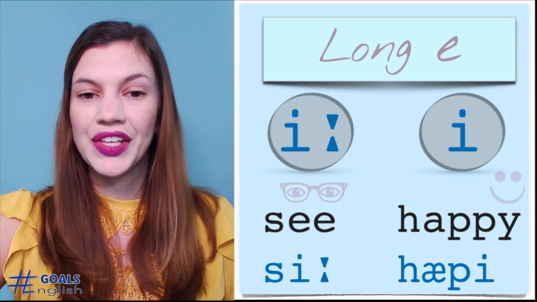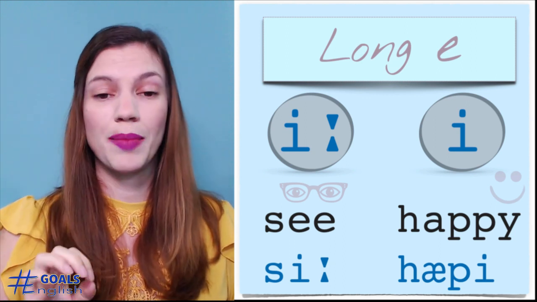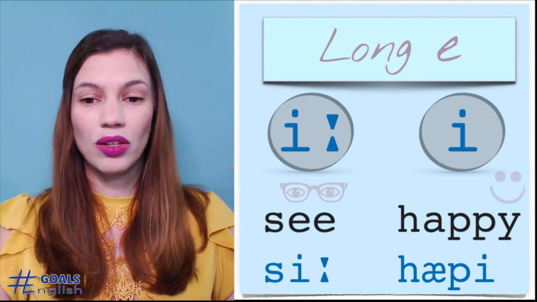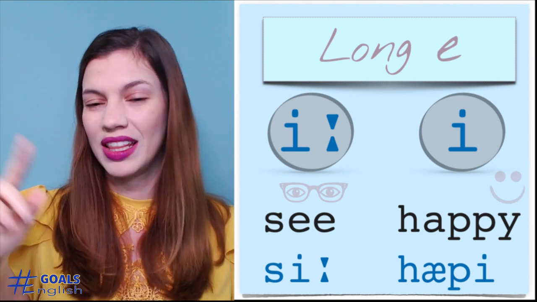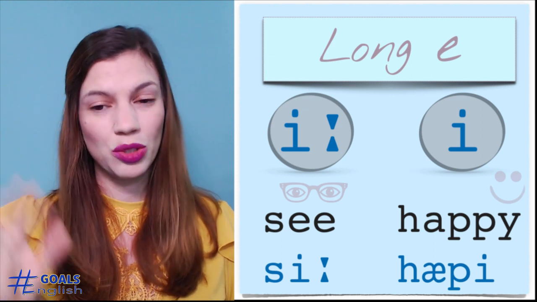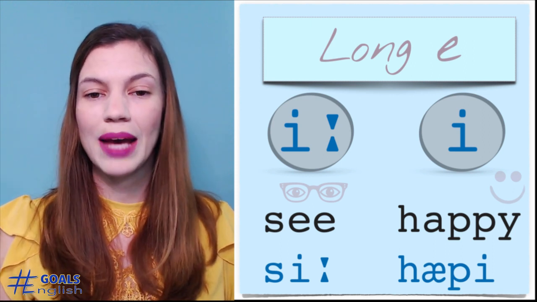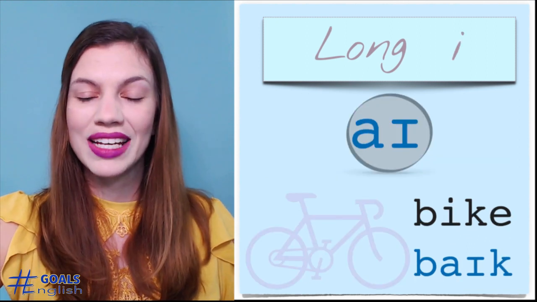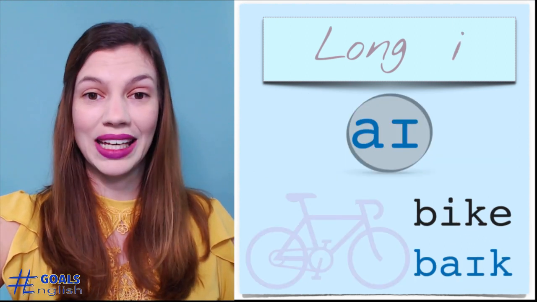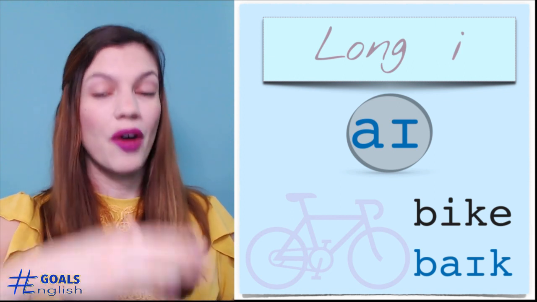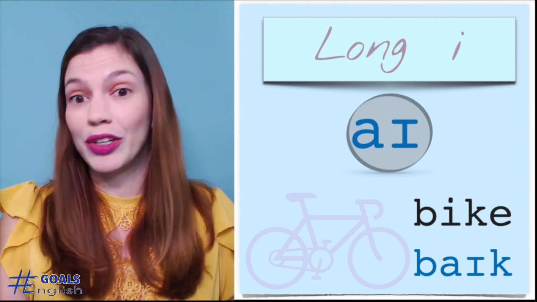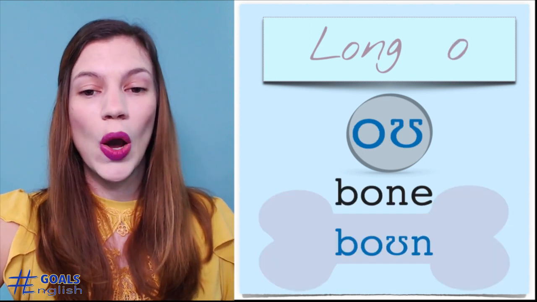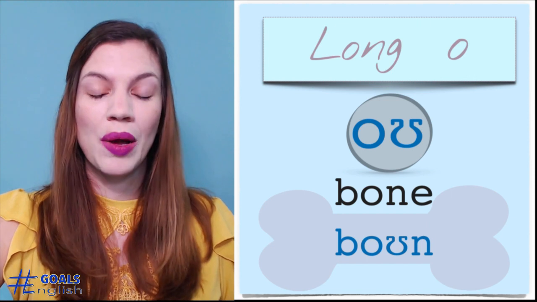Long E. So you see those triangles again we talked about that indicate length. E, see, right? So it's held out longer. When it's at the end of a word that's spelled with a Y, it's usually a little bit shorter. Happy. Happy. So see versus happy. Long I, bike. And I think you might have noticed by now the long letters are the letter names. A, E, I. Okay. Long O is O, bone.